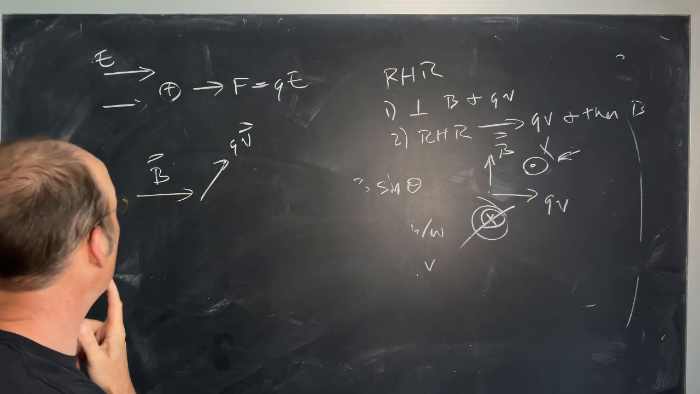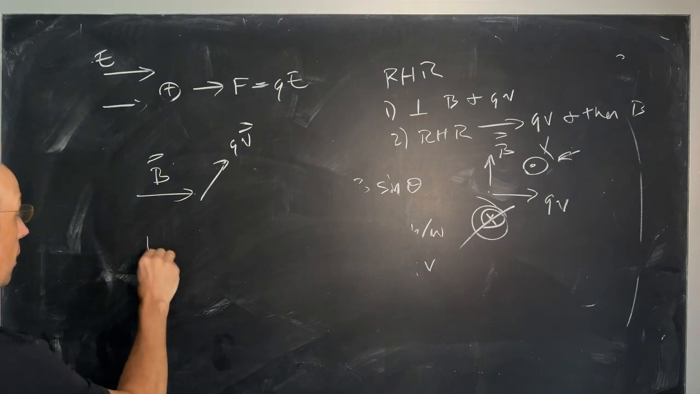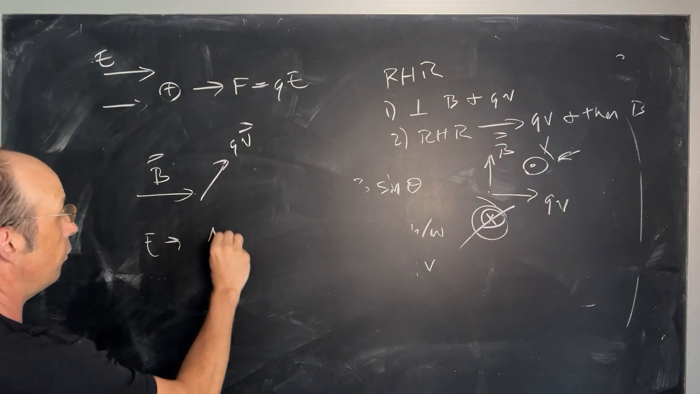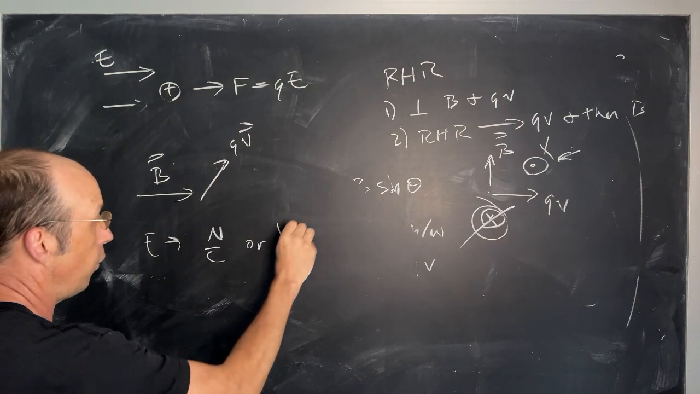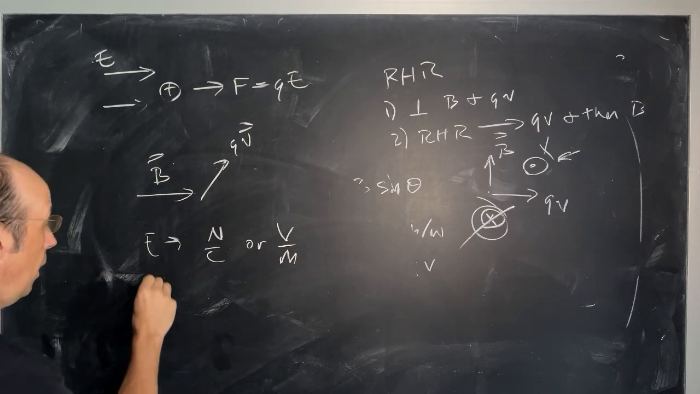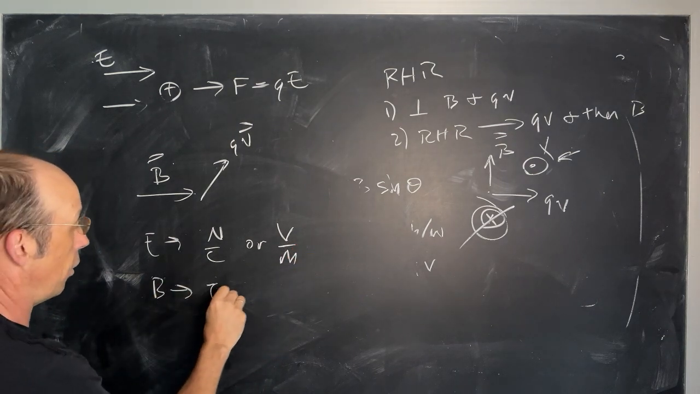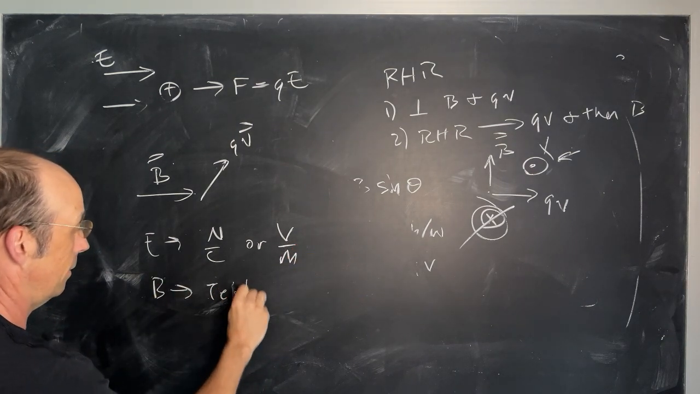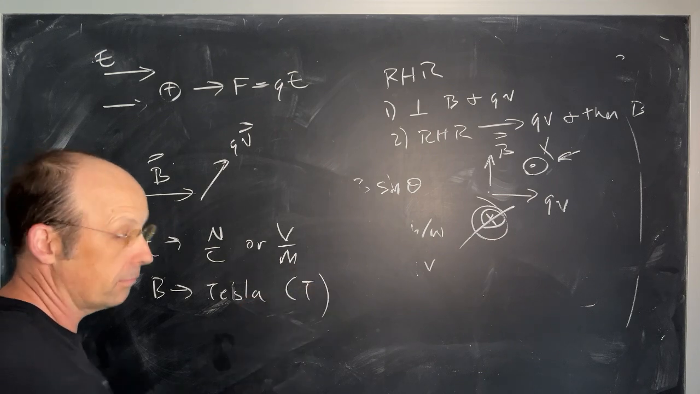The electric field is in units of newtons per coulomb or volts per meter. They're the same thing. The units for the magnetic field are in Tesla. We just say T.